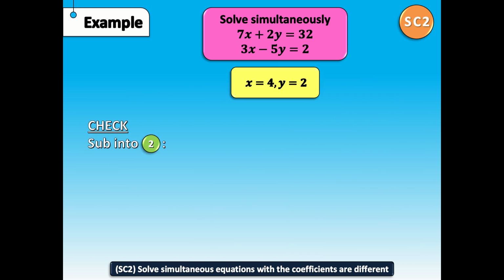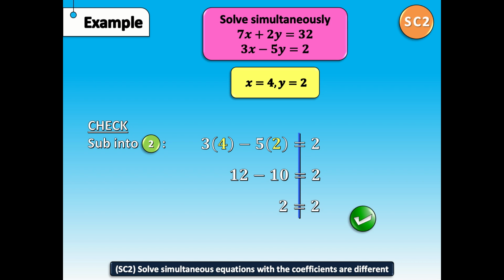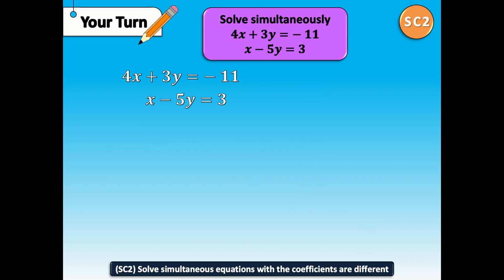I can check this by substituting into the second equation. So 3 times 4 take away 5 times 2 should equal 2. So 3 times 4 is 12, take away 10 equals 2. So I'm right. Here's a question for you to have a go at. Pause the video, and when you're ready to see what you should have done, press play.